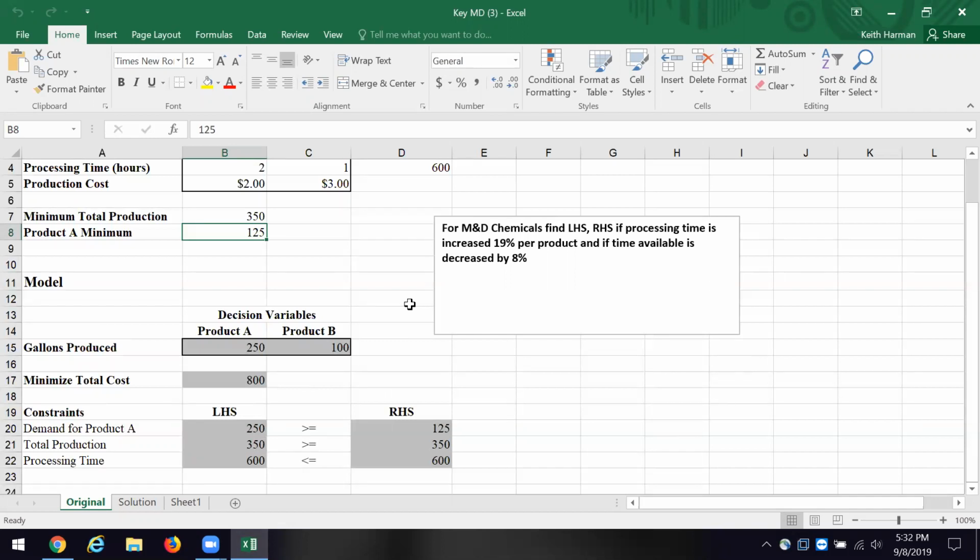As it ends up with these constraints, we have these left-hand sides, and we're throwing a little bit of a curve here. Look at this. In this case, the processing time has to be less than or equal to 600 hours. Now, the demand for the product has to be equal to or greater than 125 units. We know the demand is 250. The total production is 350. And here's the processing time.